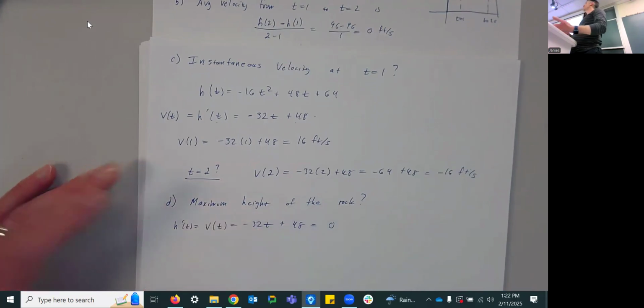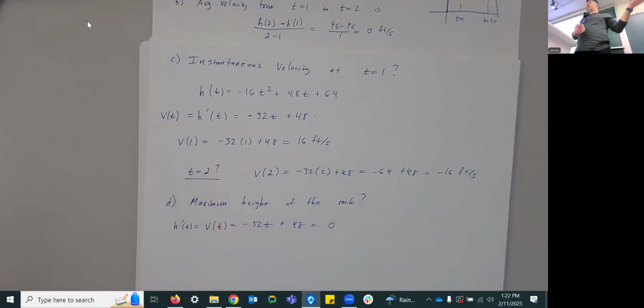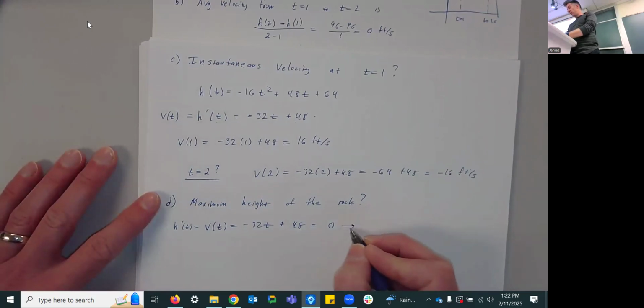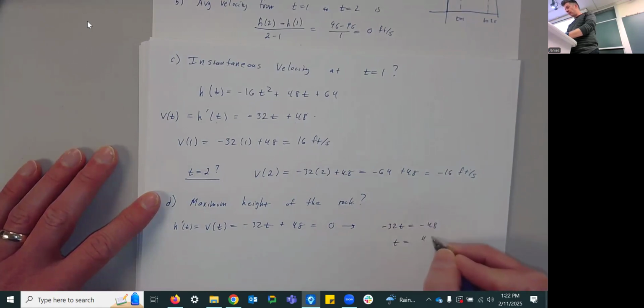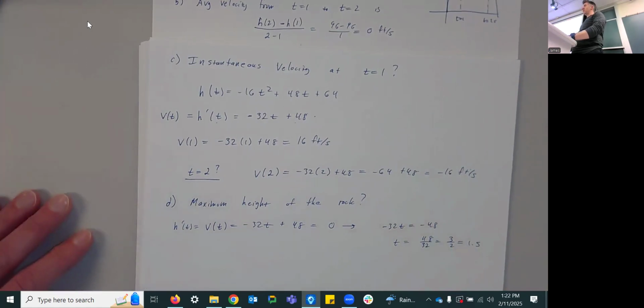And I know we haven't really talked about this much, but as we move forward, we'll talk about how to find where a function has a maximum or a minimum. We find those critical points by setting the derivative of the function equal to 0. There's more to it than just that, but that's the start. Solving for t here, we get negative 32t equal to negative 48. So t is going to equal 48 divided by 32, which reduces to 3/2, which is 1.5. Exactly halfway between 1 and 2, as we suspected it might be.